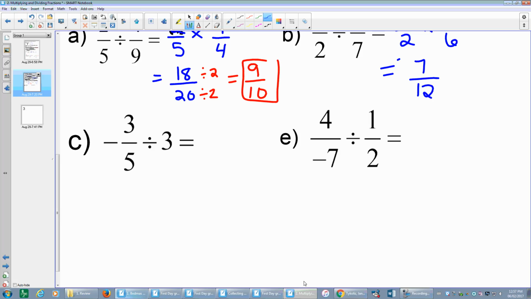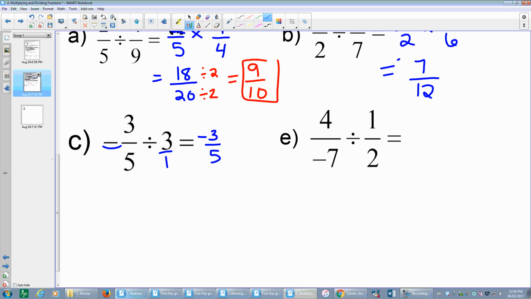Okay, our final two examples. Here is another one, and I have a negative symbol here. Remember, you can write the negative symbol out front or you can write it in with the numerator, either or. But I have a whole number. Well, what do I do when I have a whole number? I always put it over 1. So I will write this as negative 3, because my first fraction stays the same. I'm just moving that negative sign with the numerator.